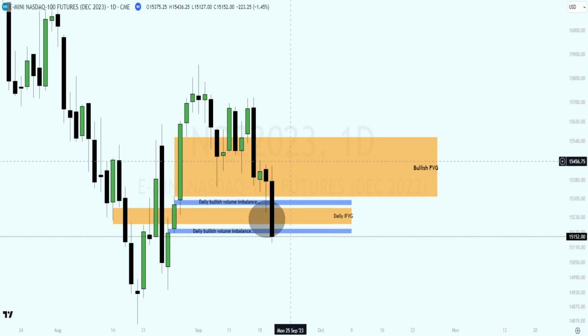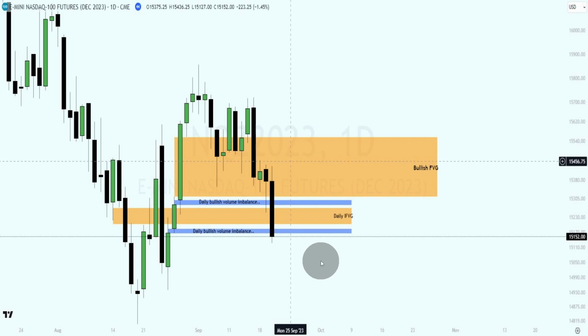We had a daily bullish volume imbalance right here that we violated. We displaced through it. We have an inversion fair value gap here that we also displaced through. And we have another volume imbalance that we closed below, right? So we violated 1, 2, 3, 4 bullish PD arrays, and that is key to determining your draw. If we were to respect these bullish PD arrays, then the draw would probably be higher. But since we are violating all these bullish PD arrays, the draw is probably lower.